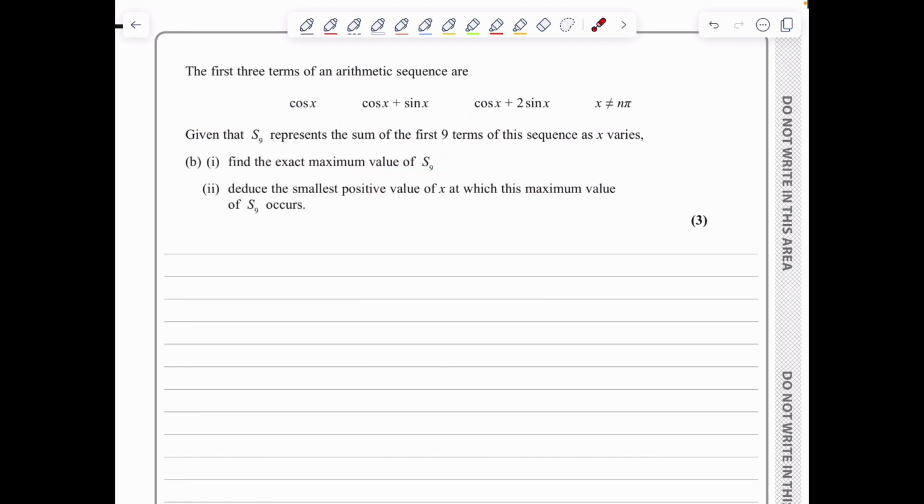We then have that the first three terms of an arithmetic sequence are cos x plus sine x, and cos x plus 2 sine x. And we need to find the exact maximum value of S9, the sum of the first 9 terms.